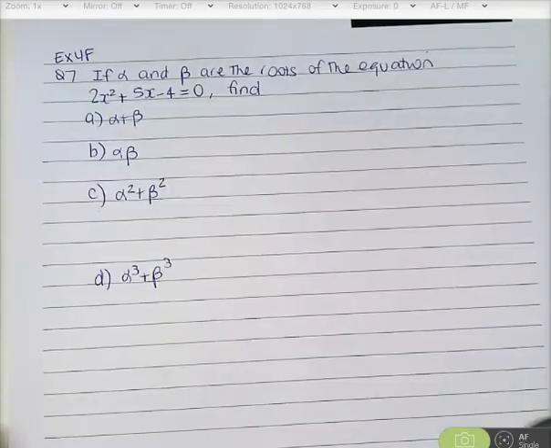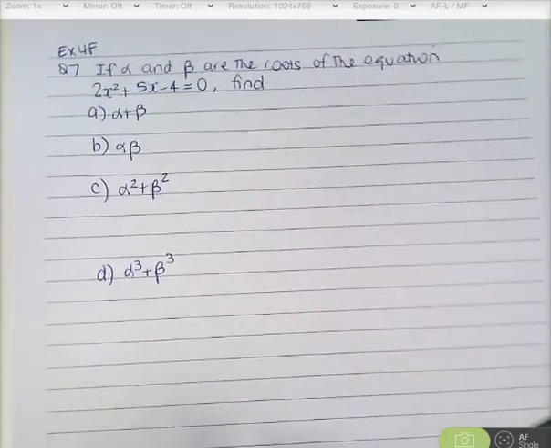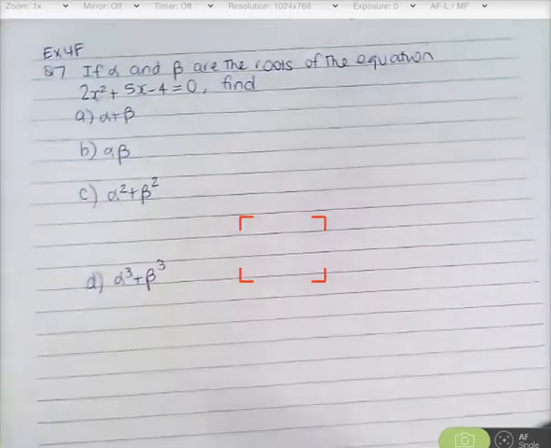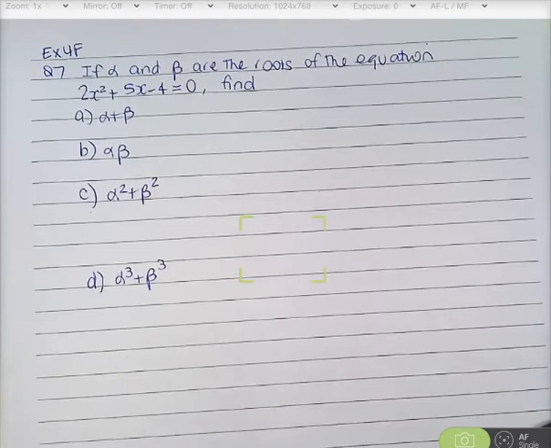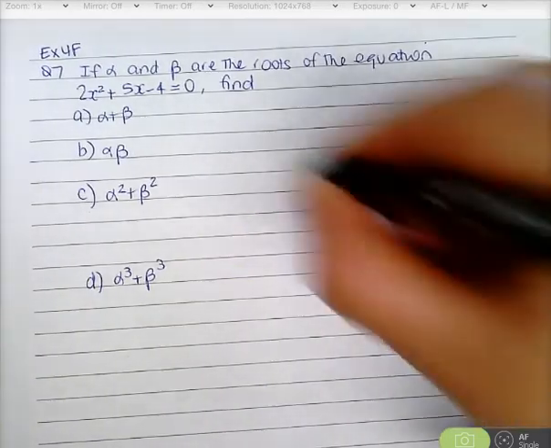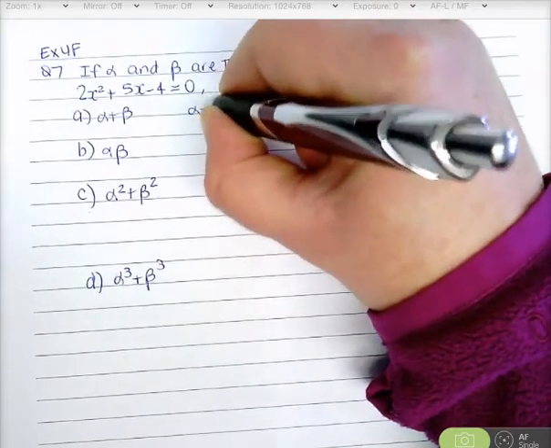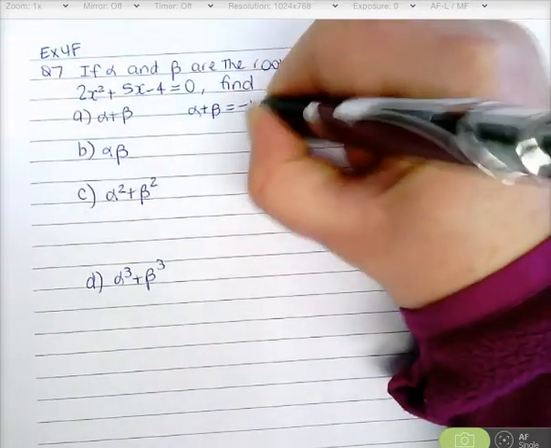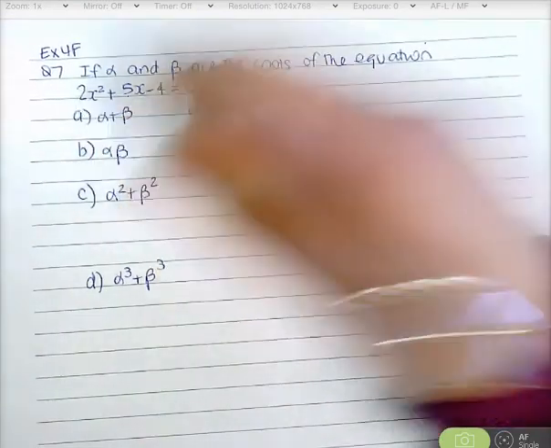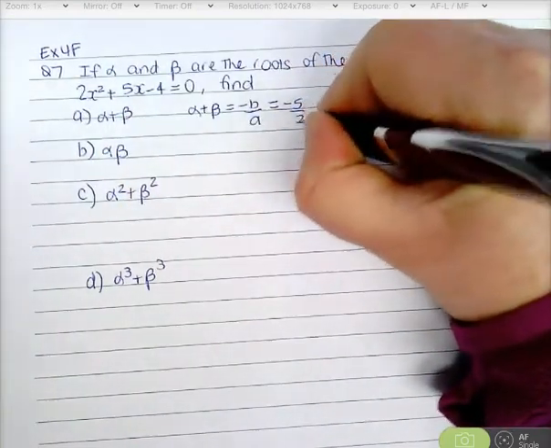Question 7 is, if alpha and beta are the roots of the equation 2x squared plus 5x minus 4 equals 0, find the following. So the first thing is alpha plus beta. Remember, alpha plus beta is just minus b on a, which, there's your b and there's your a, is negative 5 on 2.